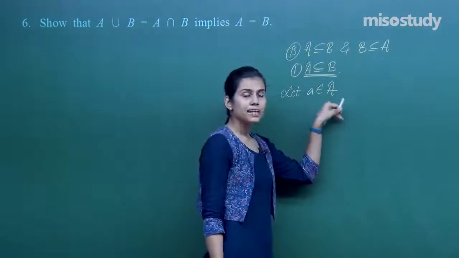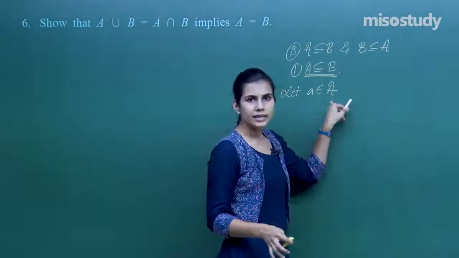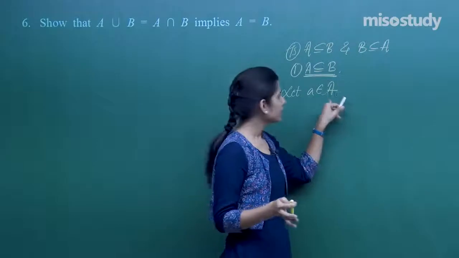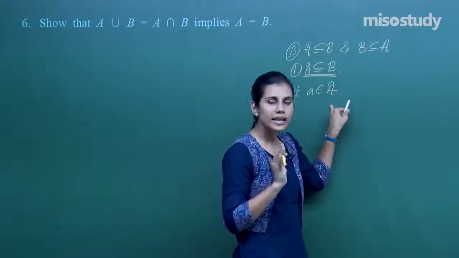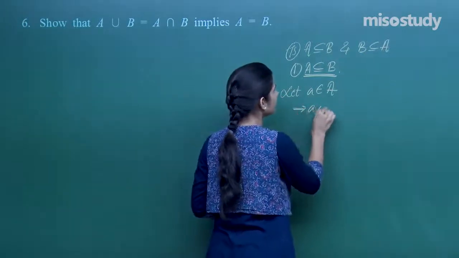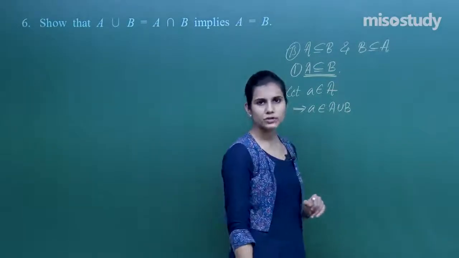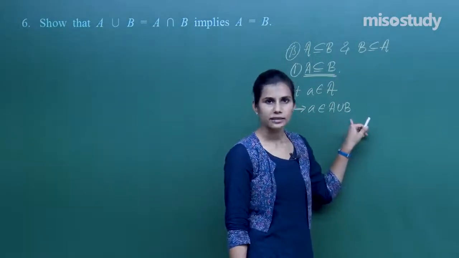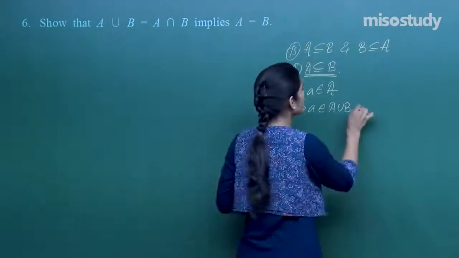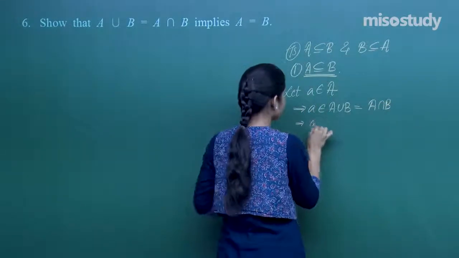Now inside A union B are those members which are either in A or in B or in both. If this member is in A, clearly it is in at least one of A, B, right? If a member is in set A, that means it is at least in one of A and B. Therefore, it is going to belong in A union B. Because small a is in A, that means it is in at least one of A and B, so it is in A union B. But A union B is given to be equal to A intersection B, which implies small a is in A intersection B.